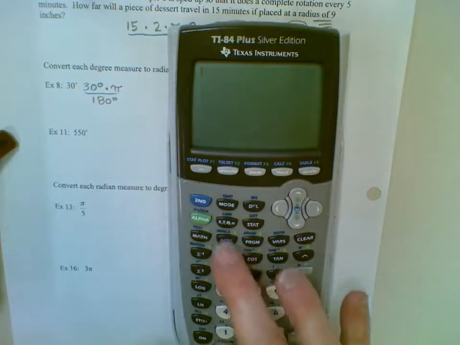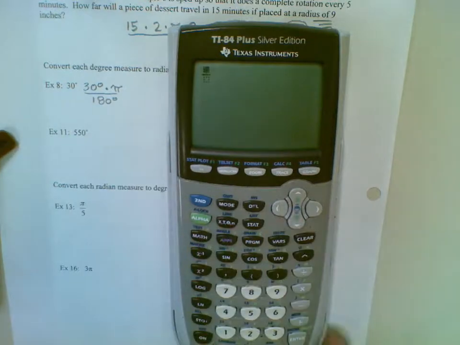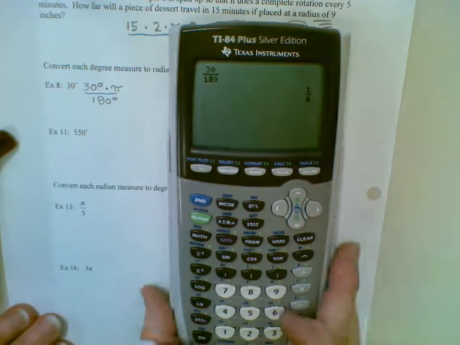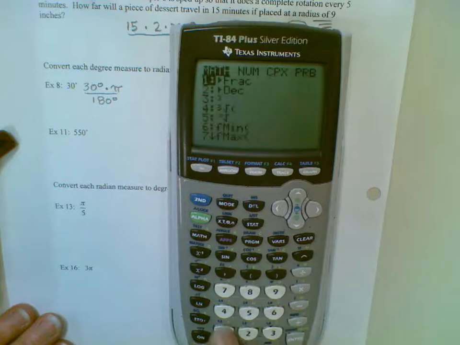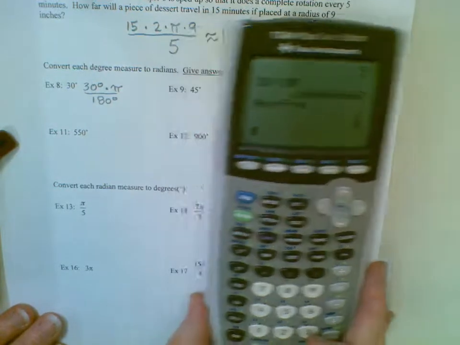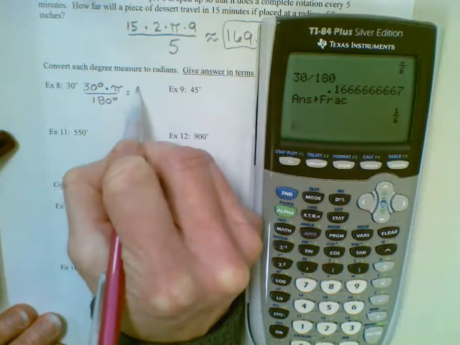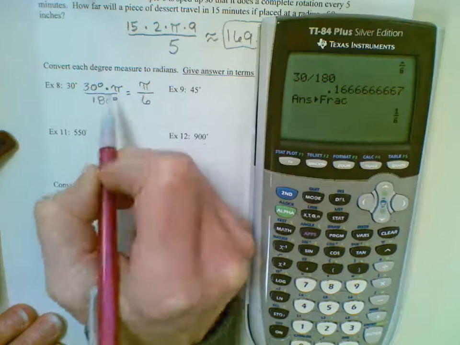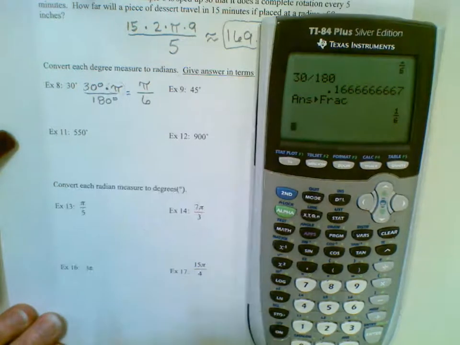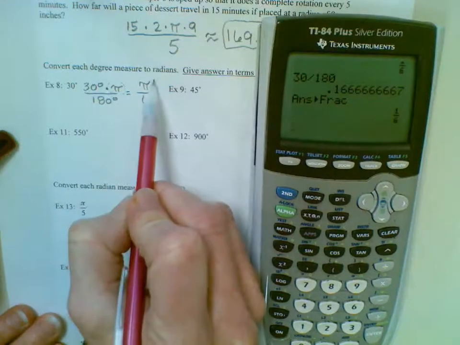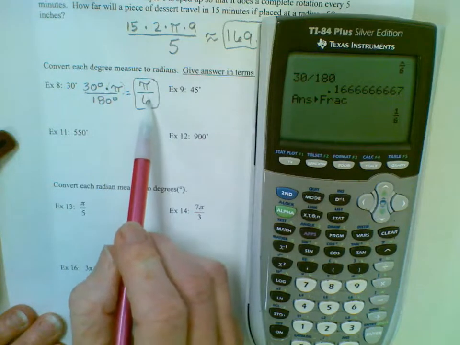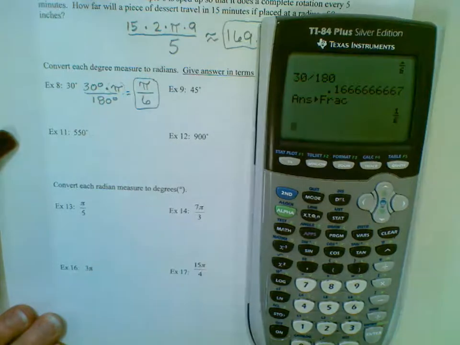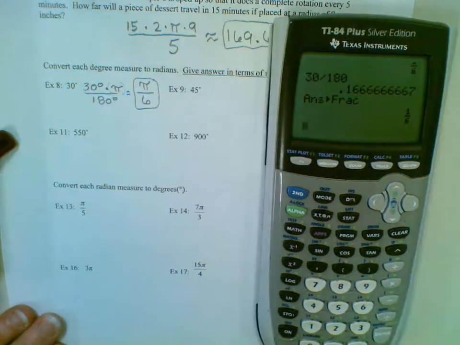So you can use your fraction template. You can go alpha y equals, and choose the first one. So 30 over 180 gives you 1/6. Or you can just do 30 divided by 180 equals, and then hit math 1, and that'll convert it back to a fraction. So you get 1/6, or you get pi over 6. Notice I did not multiply the pi into it. I held that out because your radian always has to contain the pi. So 30 degrees is equivalent to pi over 6 in radians. Remember, a radian is like the arc length measurement when you're thinking about a circle.